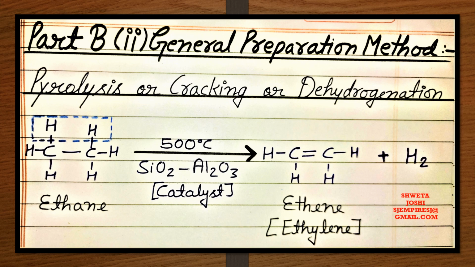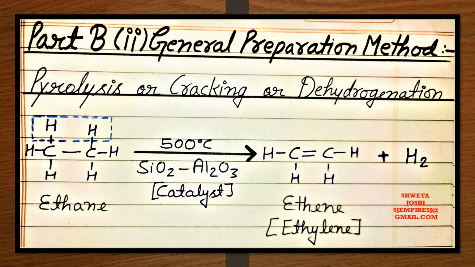Now covering general preparation method of alkenes. Alkenes can be prepared by pyrolysis or cracking process, which is a type of dehydrogenation reaction. For the preparation of alkene by pyrolysis process, we have to heat up alkane at very high temperature in the presence of catalyst. It causes removal of hydrogen, that is why the reaction is known as dehydrogenation process.